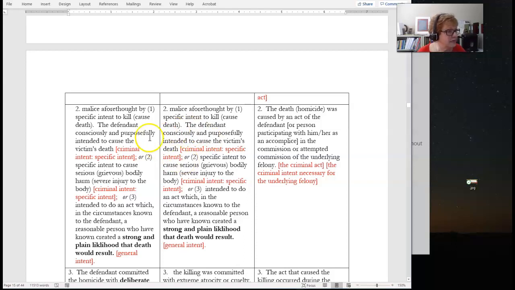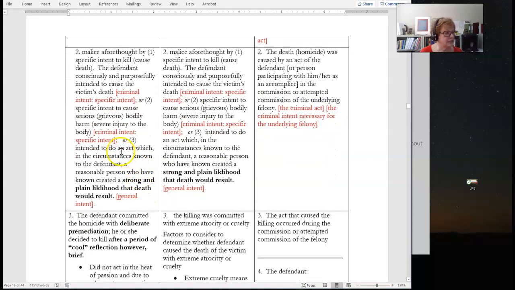There are three different ways, three different types of malice aforethought that suffice for fulfilling that second requirement that must be proven beyond a reasonable doubt by the prosecution in any first-degree murder case. So malice aforethought can be shown by specific intent to kill, a conscious and purposeful intention to cause the victim's death. That's a type of specific intent. The second is specific intent to cause serious or grievous bodily injury or severe injury. That is also specific intent.